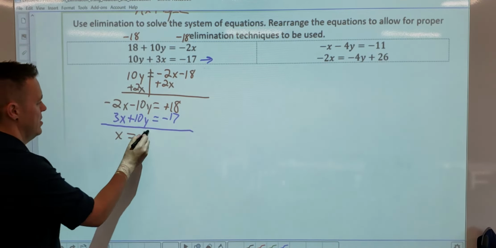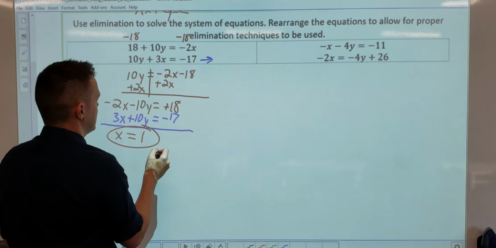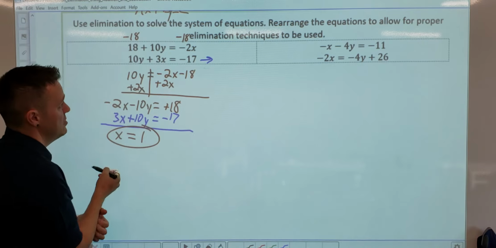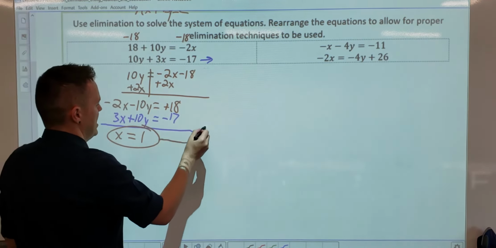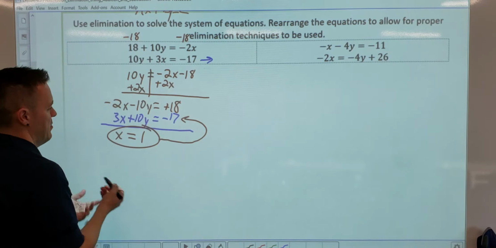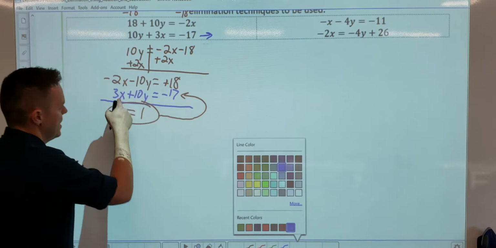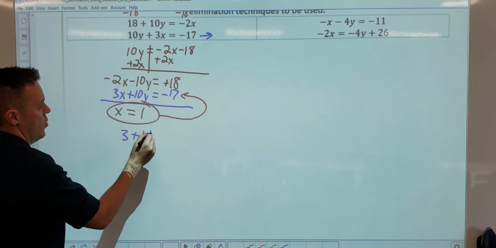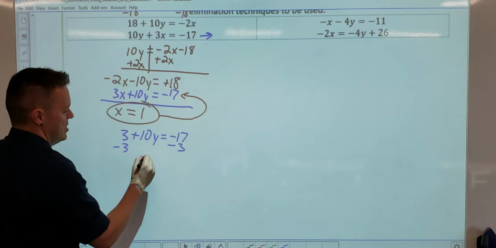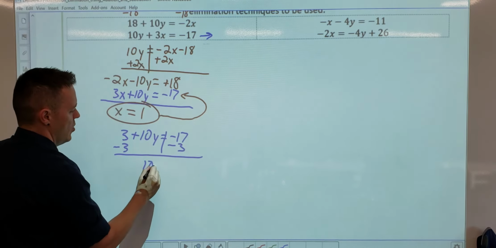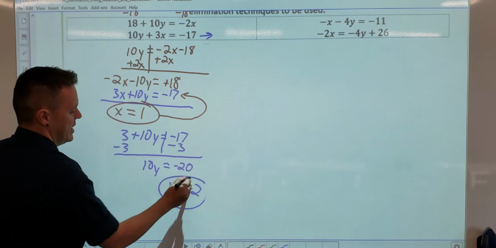Simple as that. All right, now you plug your equation in. It doesn't matter which one. You can plug it into one of the rewritten ones if you want, either one of these two, because you didn't really change the features much. So we'll plug it into the bottom one just for giggles. As you do it, it'd be 3 plus 10y equals negative 17. Subtract 3 from both sides. You would get 10y equals negative 20. And then you guys should see that y equals negative 2.